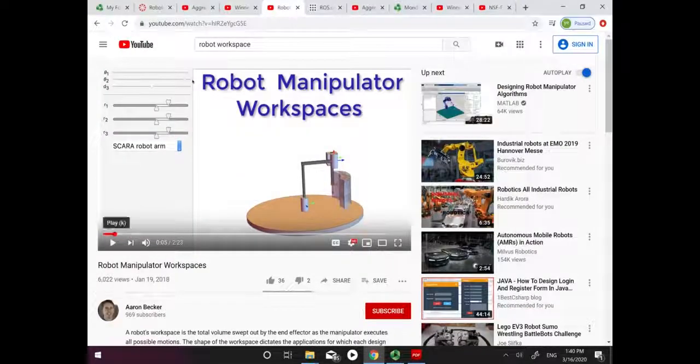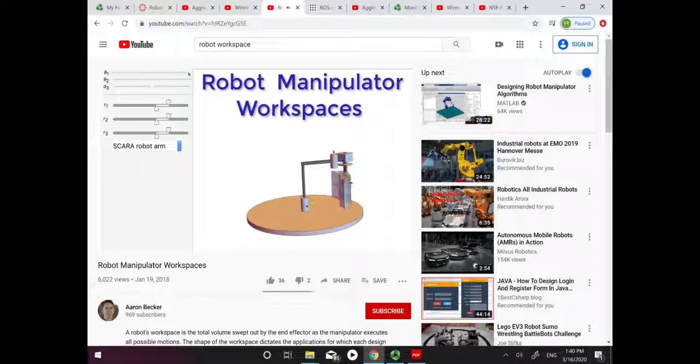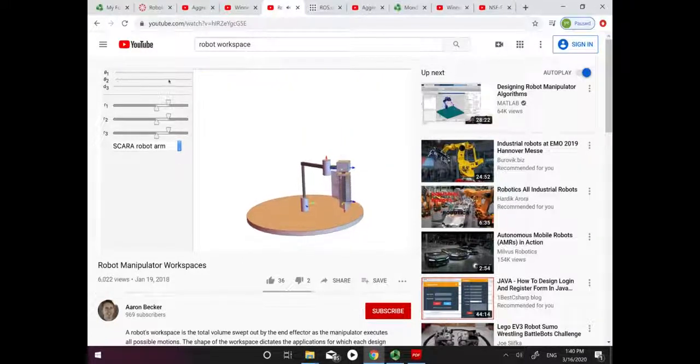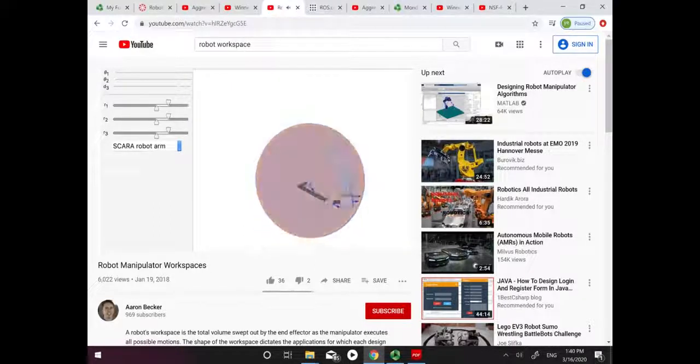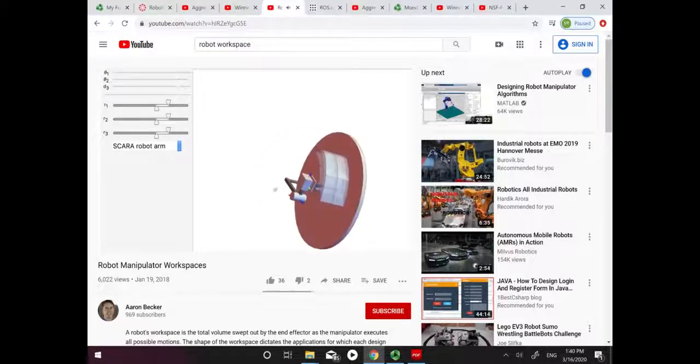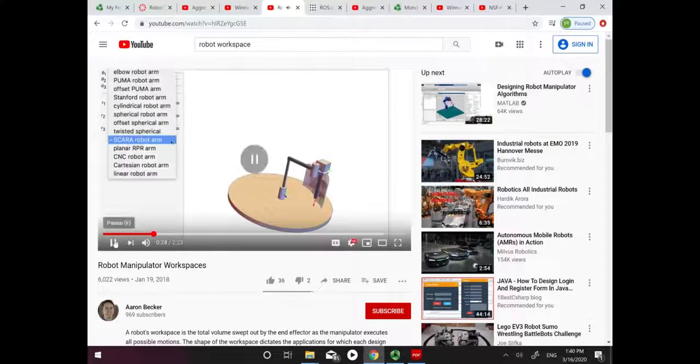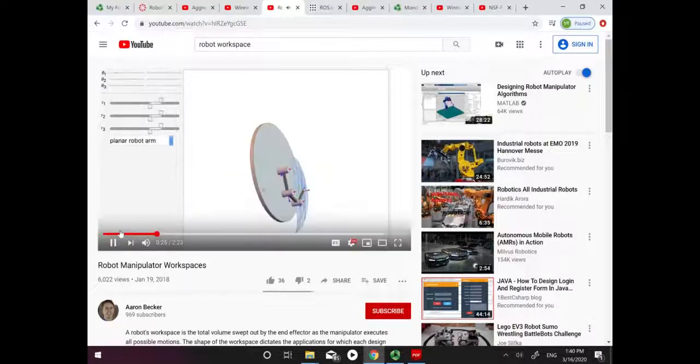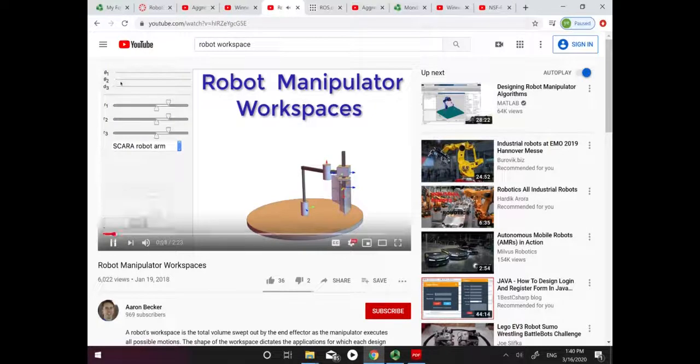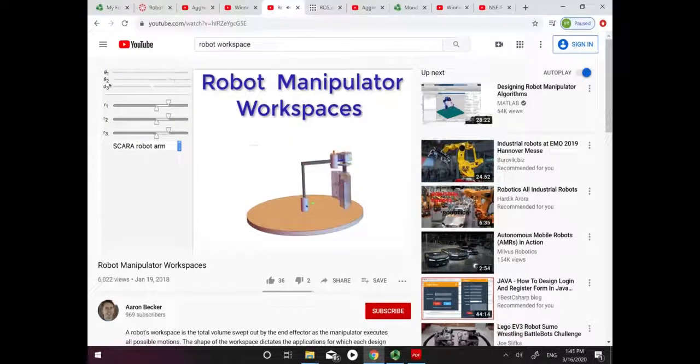Here is a video that shows the manipulator executes all possible motions. The shape of the workspace dictates the applications for which each design can be used. This demonstration lets you load several robot designs to compare their workspaces. You can set the position and range for each joint using sliders.